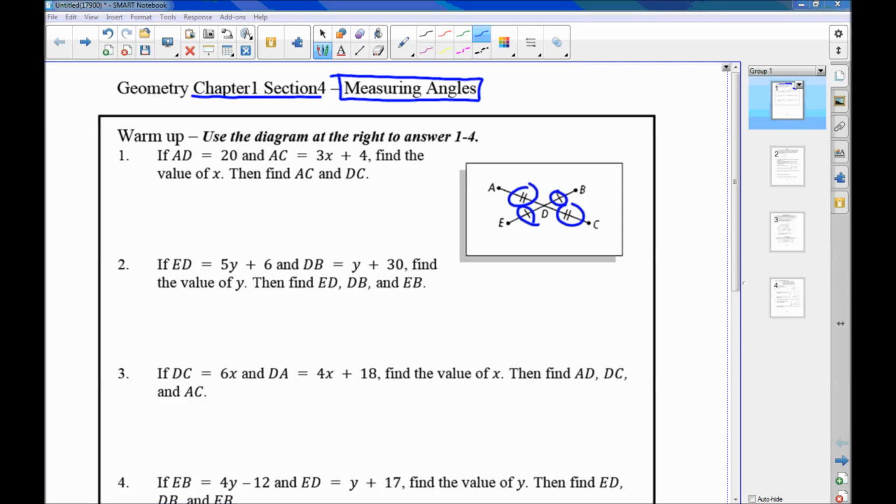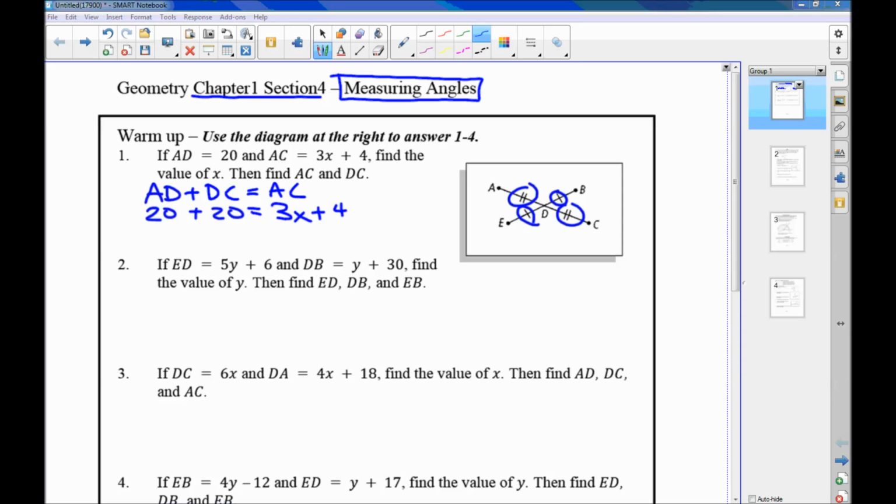All right, so this first question says if AD is 20 and AC is equal to 3x plus 4, find the value of x. Then find what AC and DC are. I know from this picture that AD plus DC should equal AC. That's the segment addition postulate. The two small ones should add up to the big one. And I also know that it's bisected so that this small one and this small one should be the same. So if AD is 20, then DC is also 20. And then we know the formula for what AC is. It's 3x plus 4. Okay?